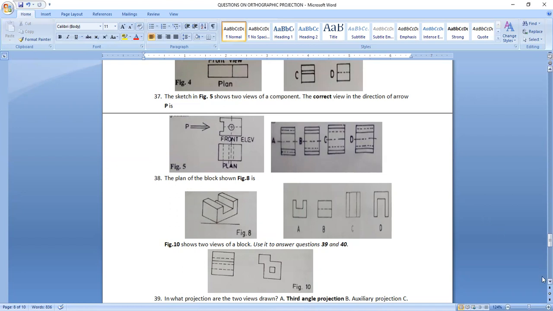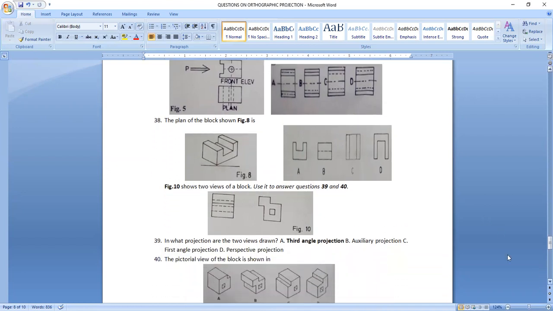Then we move to question 38, in which the plan of the block shown in figure 8 is asked. So this is figure 8, and we want to see the plan of this object. Here we are going to have three rectangles: this rectangle, this rectangle, and this rectangle. So option C is the answer to this question. That's the plan of the block.